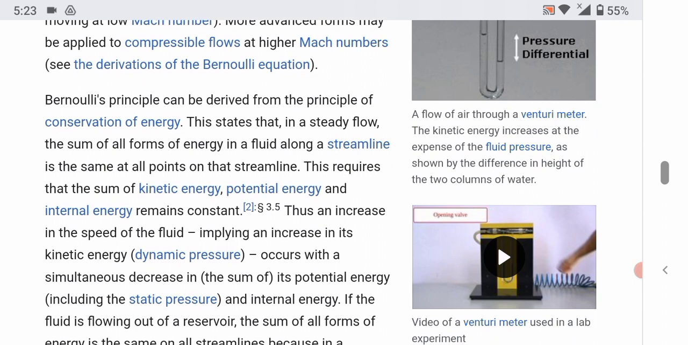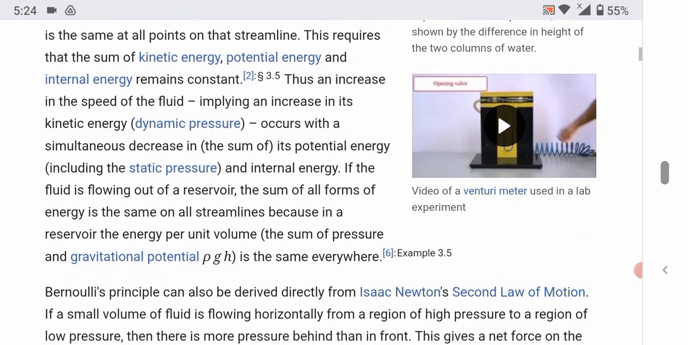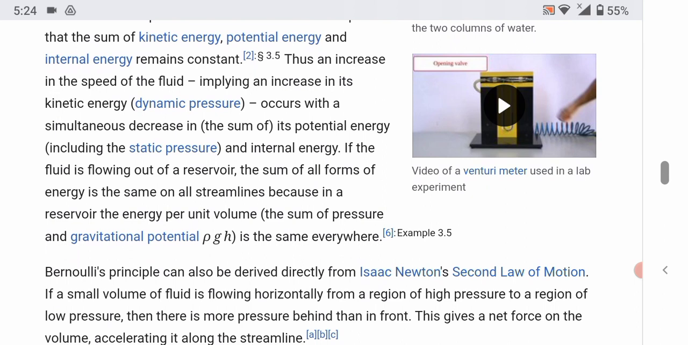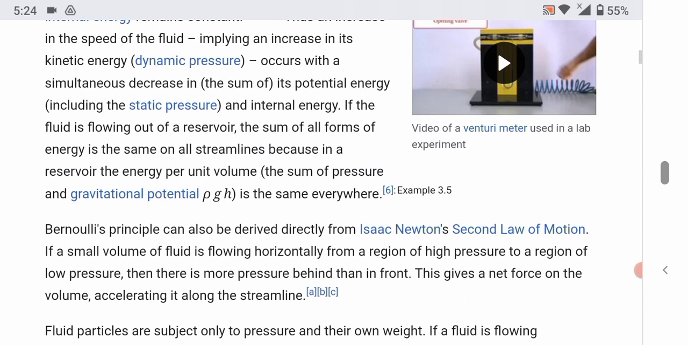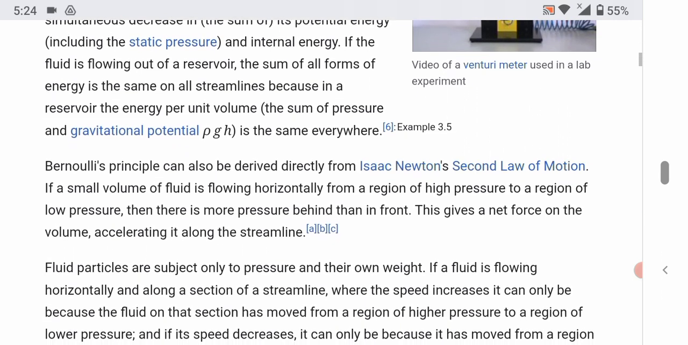Bernoulli's principle can be derived from the principle of conservation of energy. This states that in a steady flow, the sum of all forms of energy in a fluid along a streamline is the same at all points on the streamline. This requires that the sum of kinetic energy, potential energy, and internal energy remains constant. Thus, an increase in the speed of the fluid, implying an increase in its kinetic energy, occurs with the simultaneous decrease of its potential energy and internal energy.